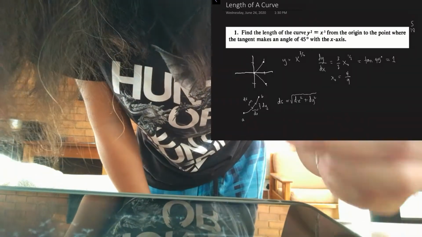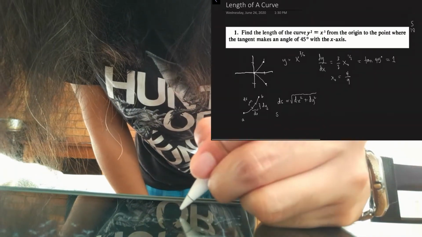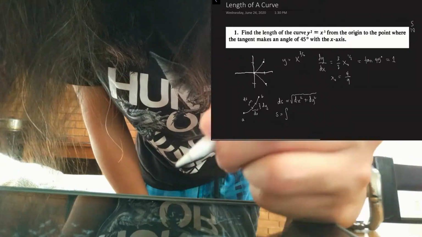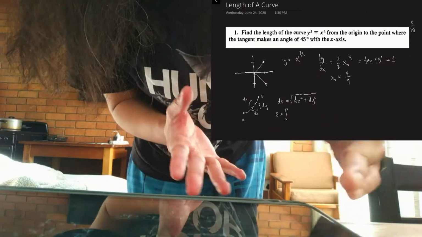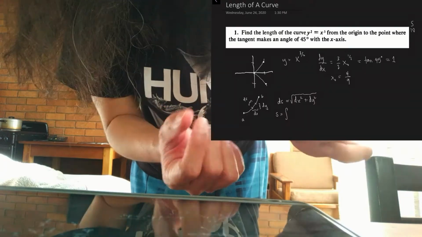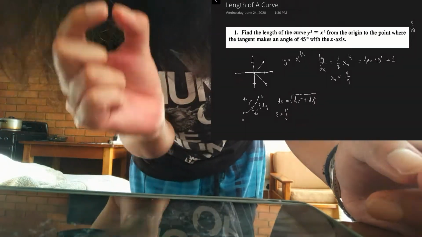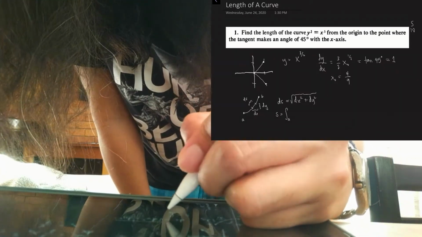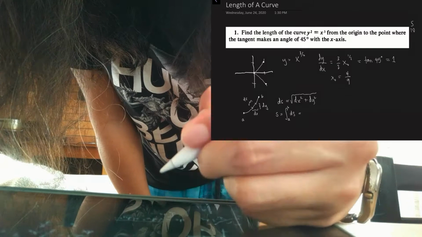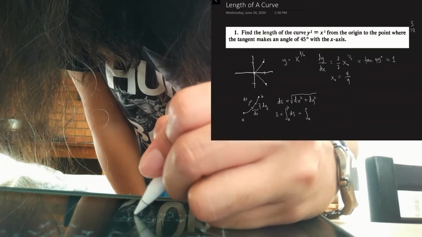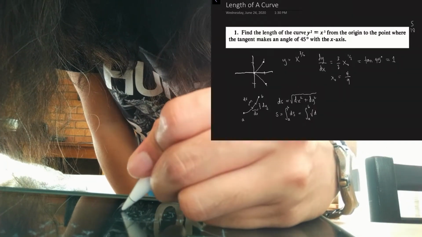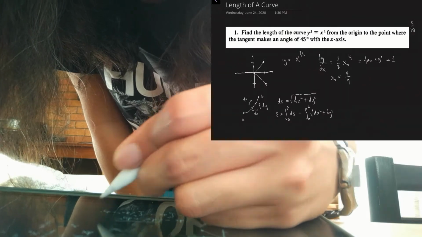And then if you want to take the entire length, let's call it s, you're just integrating. When you integrate, you're just adding. That's why the symbol for integration is a stretched S, which means sum. You're summing all these infinitesimal ds from a to b, which is equivalent to the integral from a to b of the square root of dx squared plus dy squared.